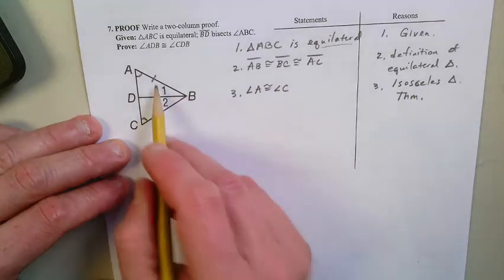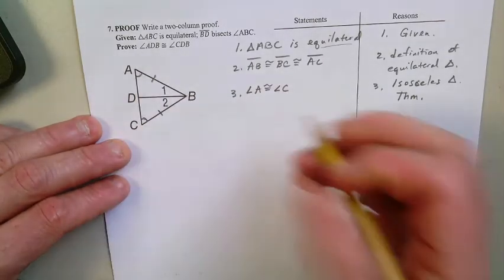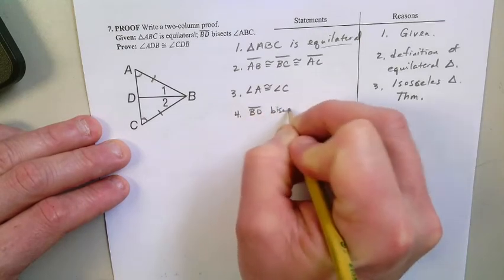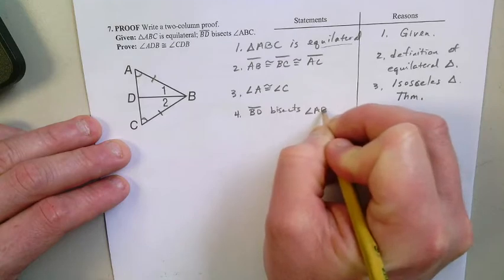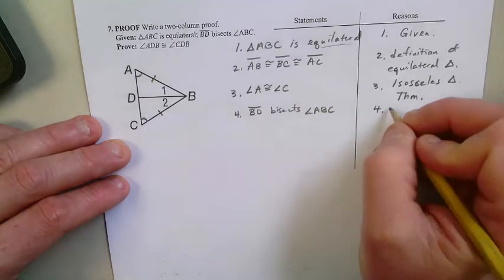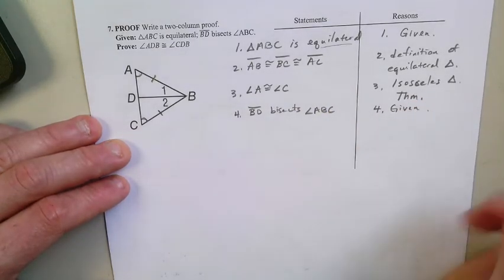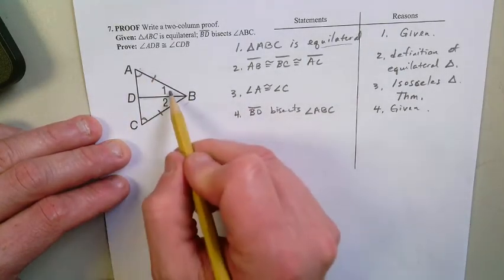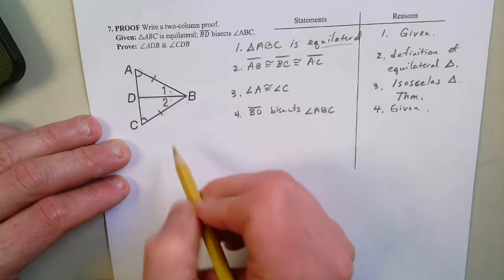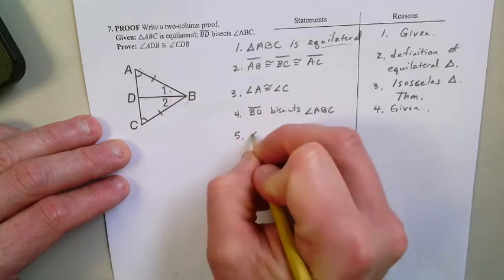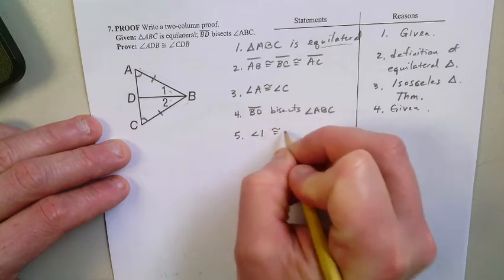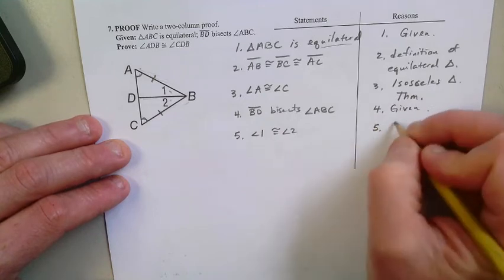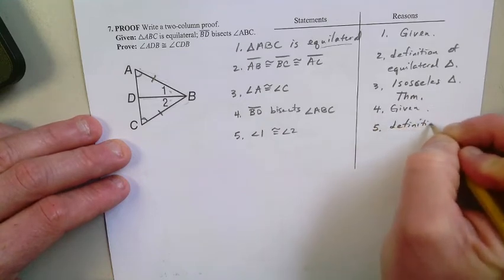Okay. Now I'm going to take a look at angles 1 and 2 because here it says BD bisects this angle. So I'm going to put that part of the given down. And I'm going to ask myself, what does that mean? If this segment is bisecting this angle, that means that these two angles have to be the same measure. So I'm going to say that angles 1 and 2 are congruent by the definition of bisects.